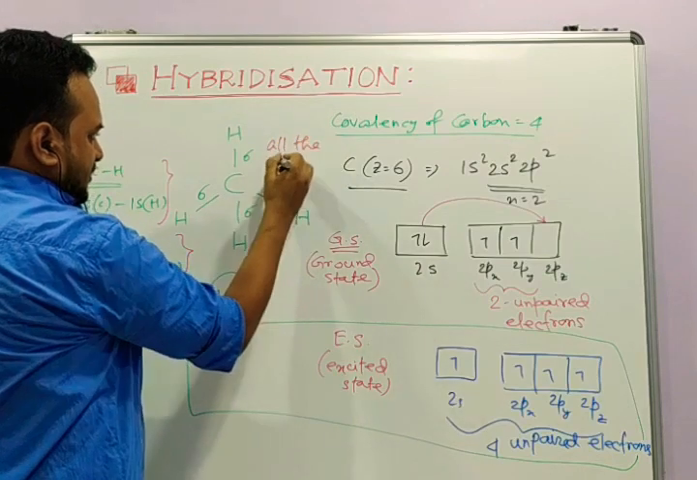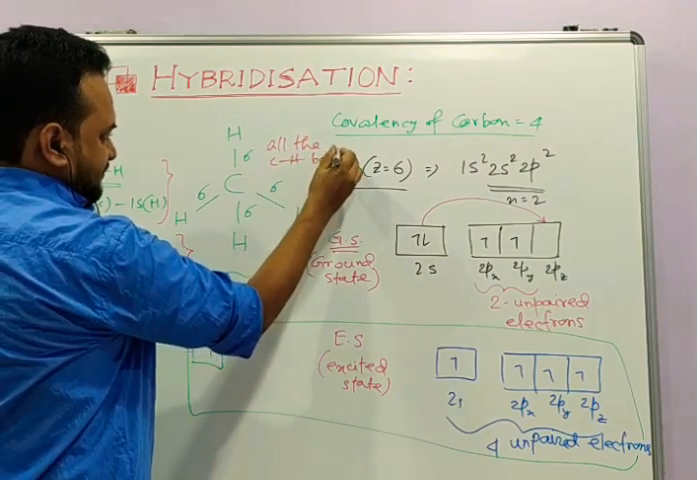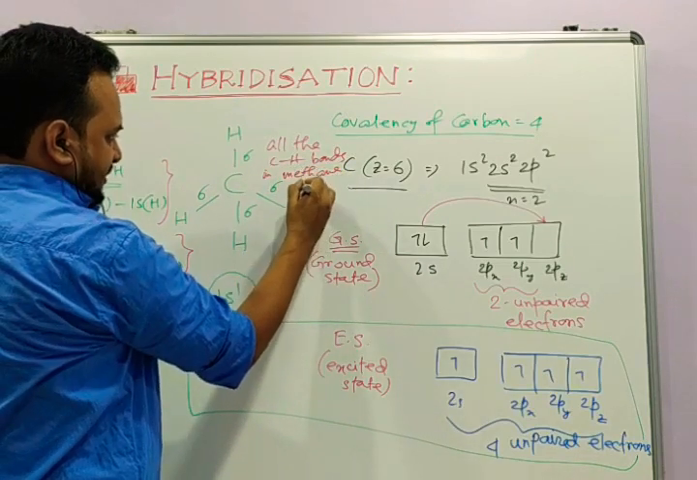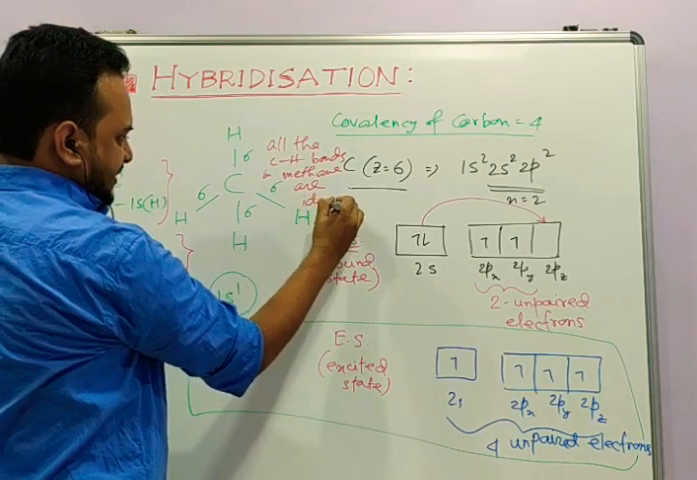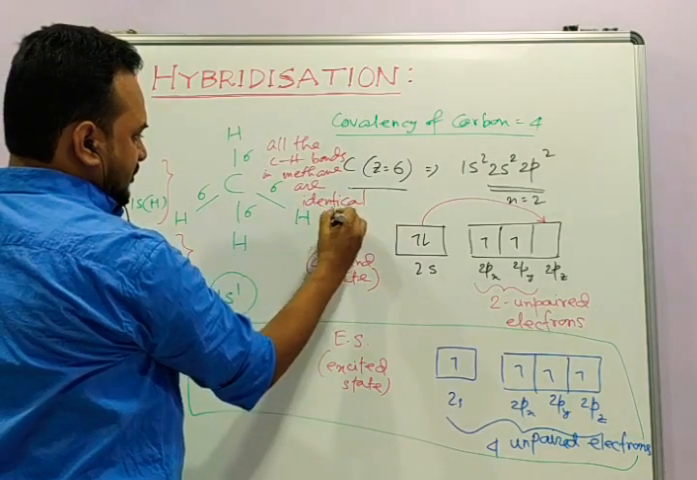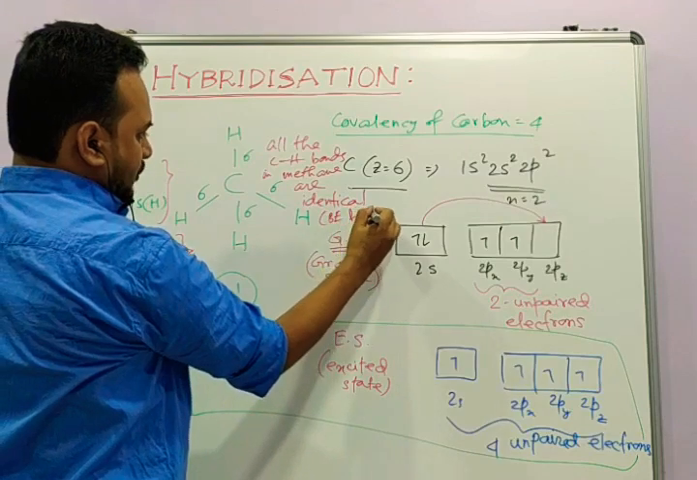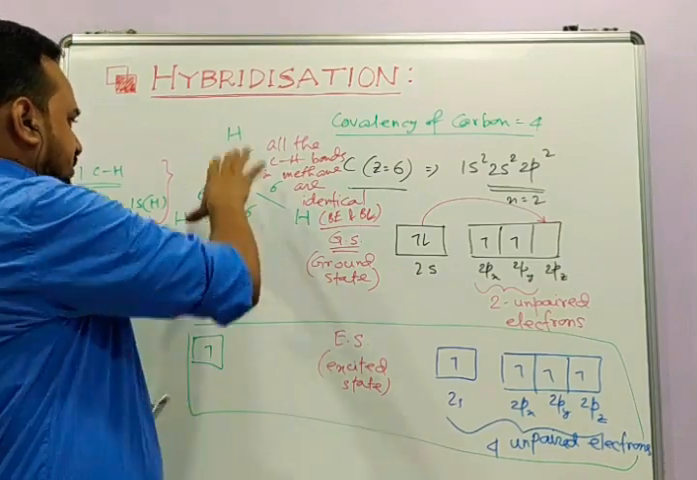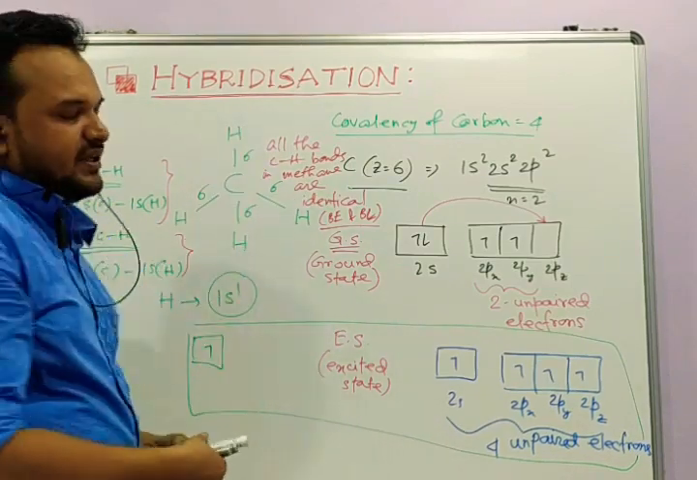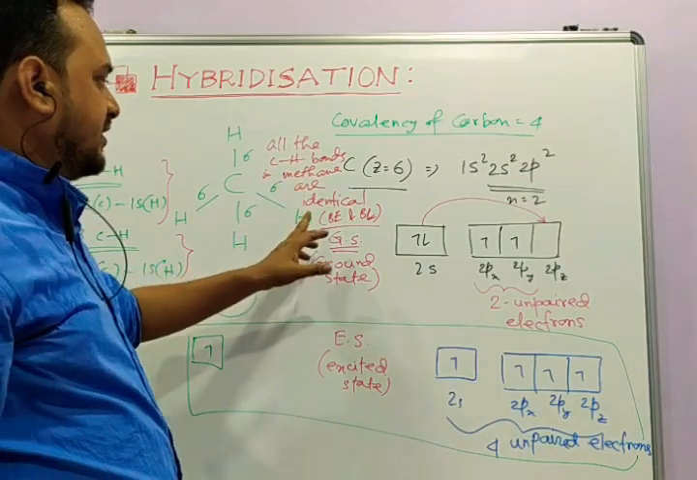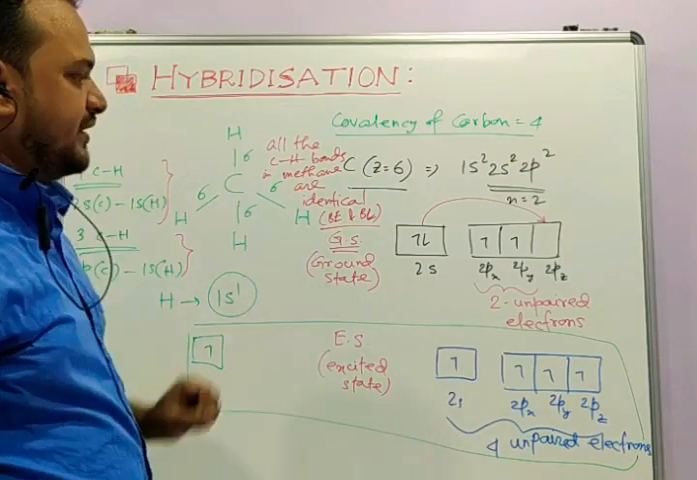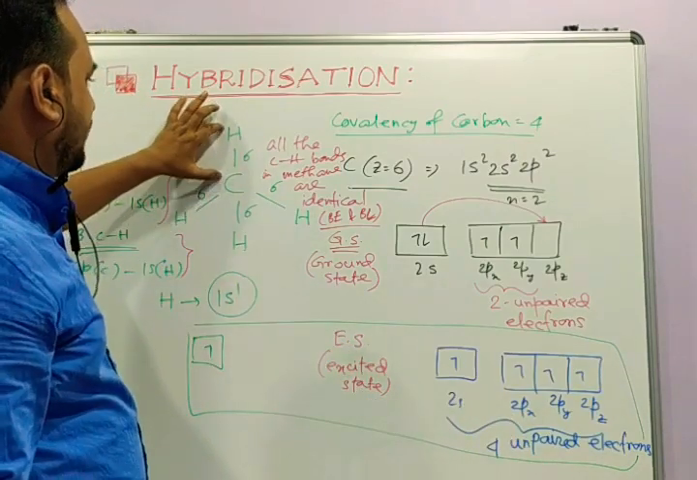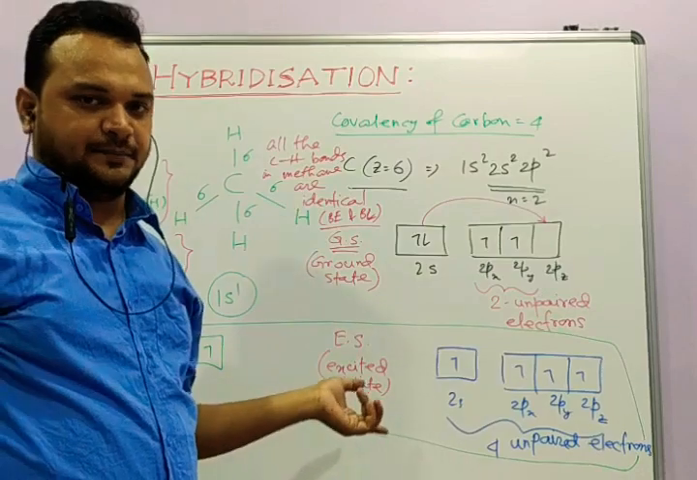All the CH bonds in methane are identical in terms of bond energy and bond length. I am writing in short: BE means bond energy, BL means bond length. So these 4 CH bonds are exactly identical in terms of bond energy and bond length when it is experimentally determined. But the theoretical background is suggesting that one CH bond should be of one type and the remaining 3 should be of the other type.